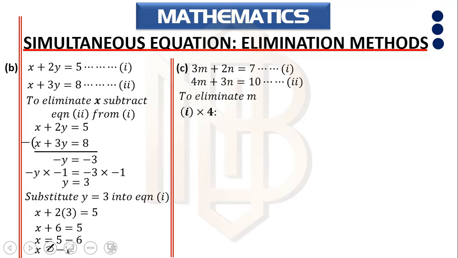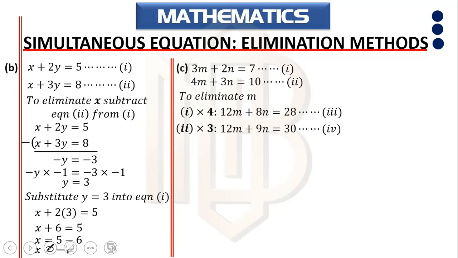Equation 1 multiplied by 4. Of course, if it's multiplied by 4, 4 times this will give us 12m, and 4 times 2n will give us 8n, while 4 times 7 gives the equivalent of 28. Okay, so now we do the same thing for the other one. Don't forget, we said this times 4 and this times 3. Which is what we are doing here. So equation 2 times 3, what is it going to give us? That means we have 12m plus 9n equals 30.